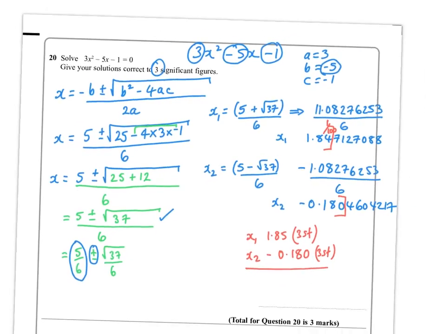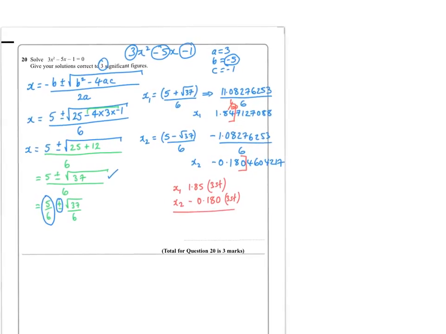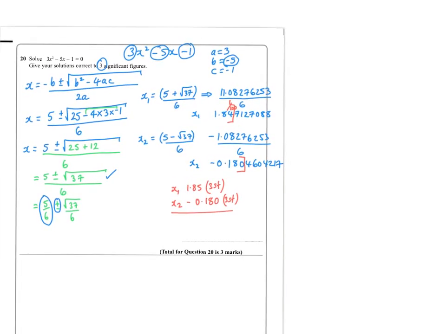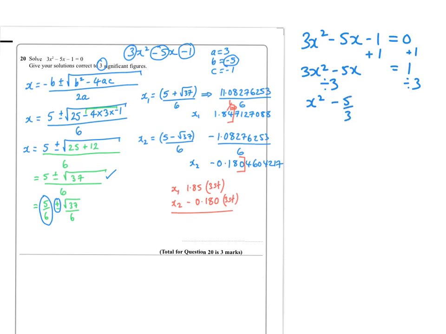However, some of you may prefer to do it this way, and that is 3x squared minus 5x minus 1 equals 0. You can add 1 to both sides. So you'd have 3x squared minus 5x equals 1. Divide everything through by 3. So divide both sides by 3, and you'd have x squared minus 5/3 x equals 1/3.